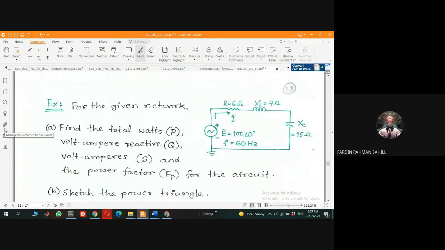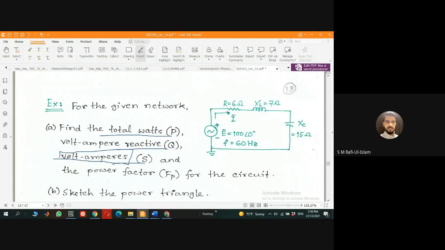So just try to understand the question first. This is a simple series circuit, just like whatever you have done for the series resonance circuit. So the circuit looks the same. We have R, L and C, but we are asked to calculate the total power, reactive power, and also volt ampere. Apparent power is called volt ampere.